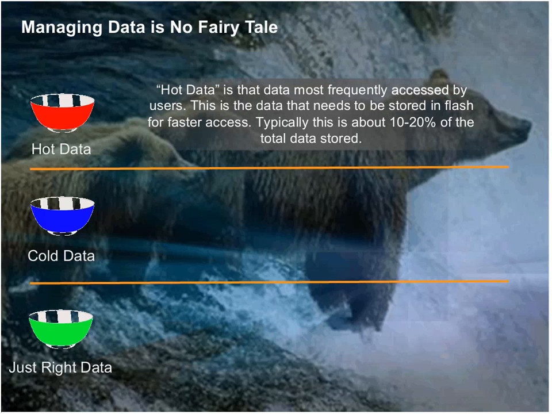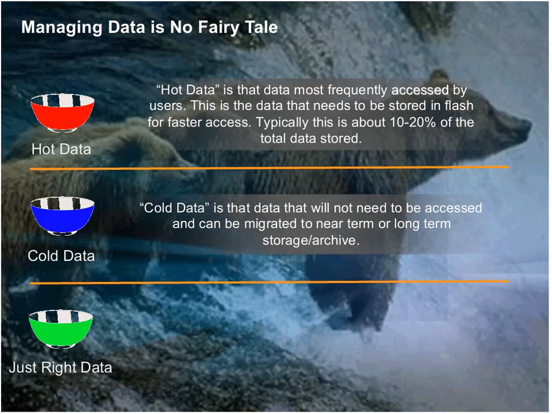Cold data is data that can be served from traditional spinning media, either DAS environments, direct attached storage, or SAN environments, storage area networks. And cold data is data that can always reside on these storage repositories. Hot data is data that needs to be accessed more frequently than the cold data. And that's the concept of just right data.